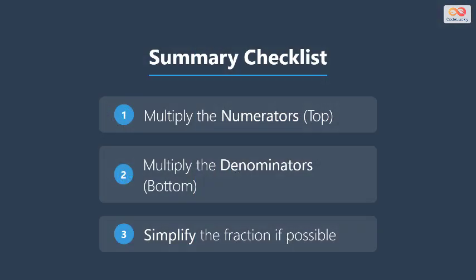To wrap up, here is your checklist for success. 1. Multiply the numerators. 2. Multiply the denominators. And 3. Simplify the result if possible. Follow these 3 steps, and you will get the correct answer every time.